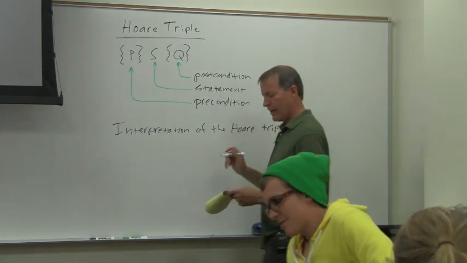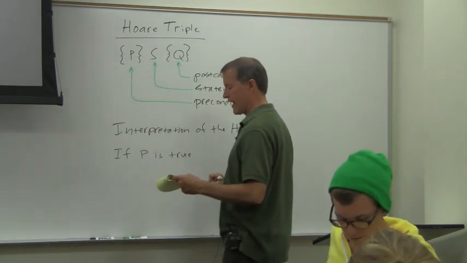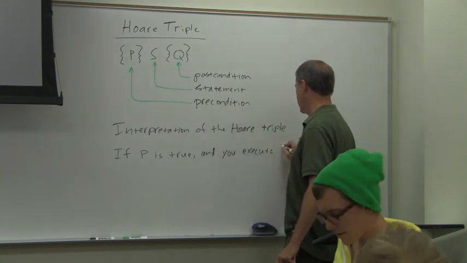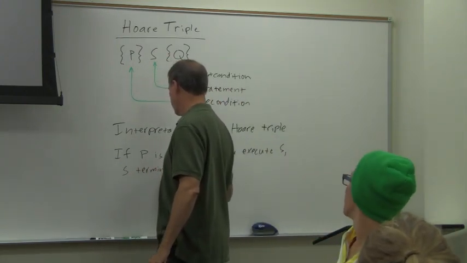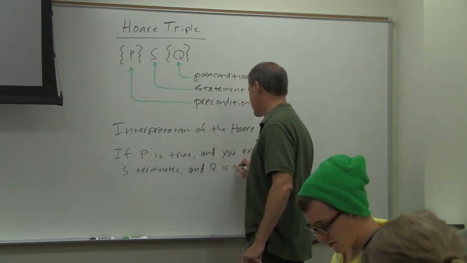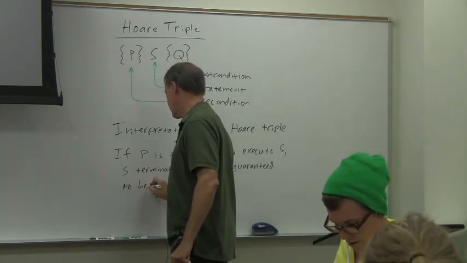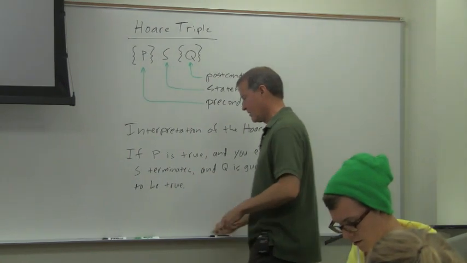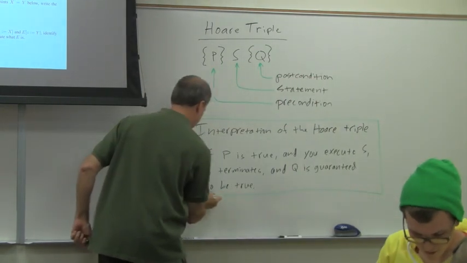This is the interpretation of the Hoare triple. If P is true, and you execute S, S terminates, and Q is guaranteed to be true. All right? That's the interpretation of the Hoare triple. And that you need to really, really know. So we're going to box it here.